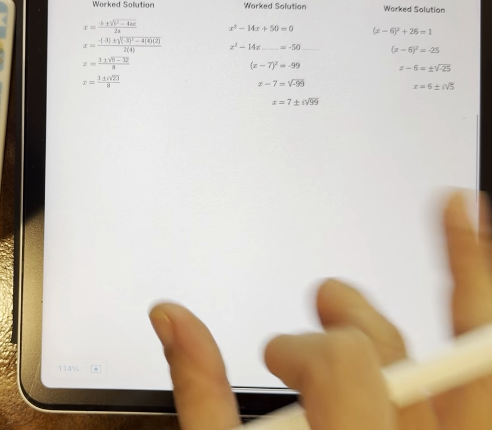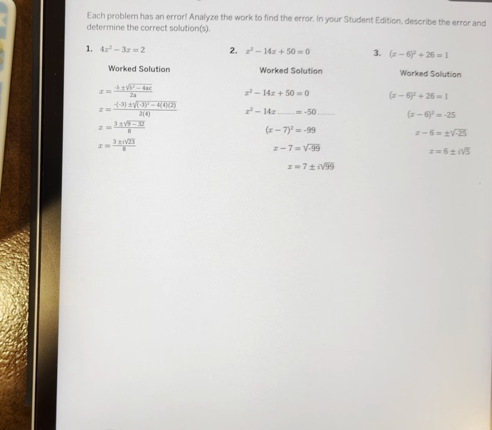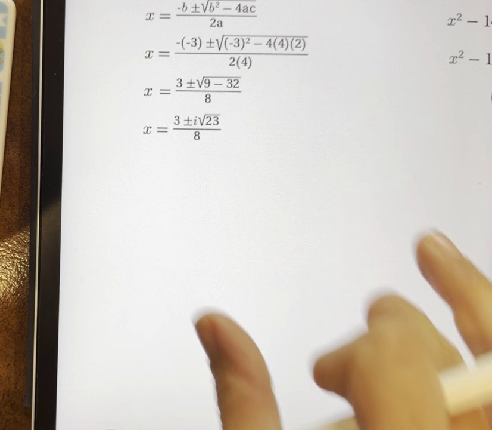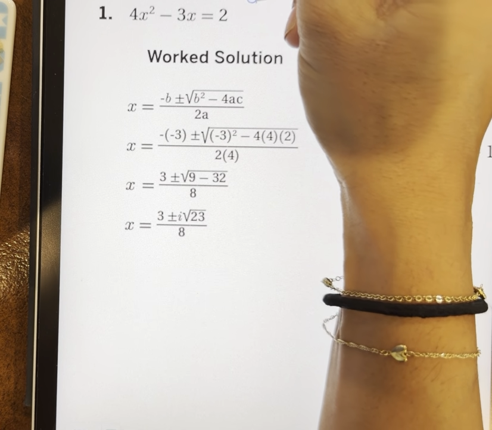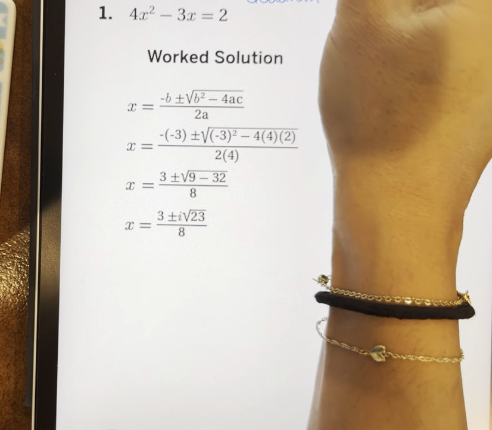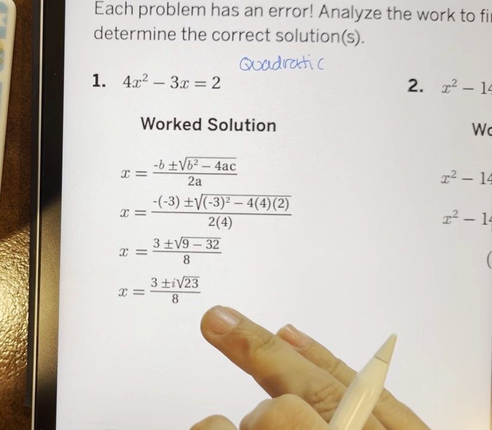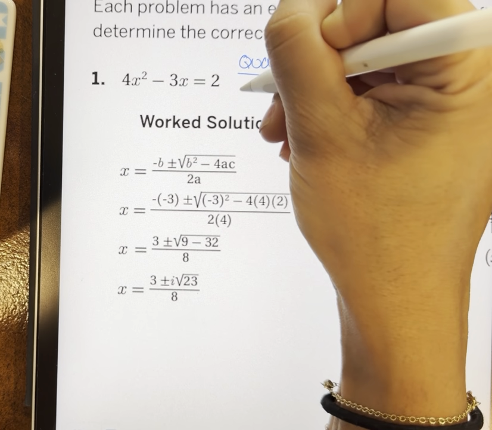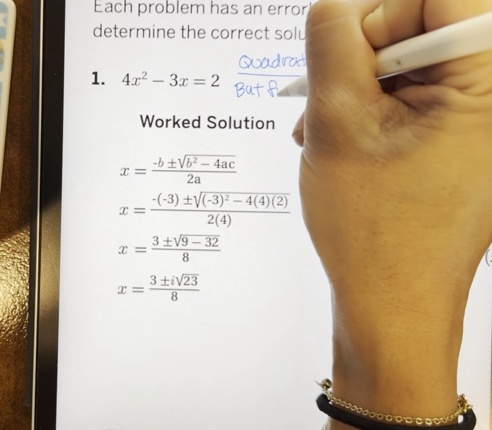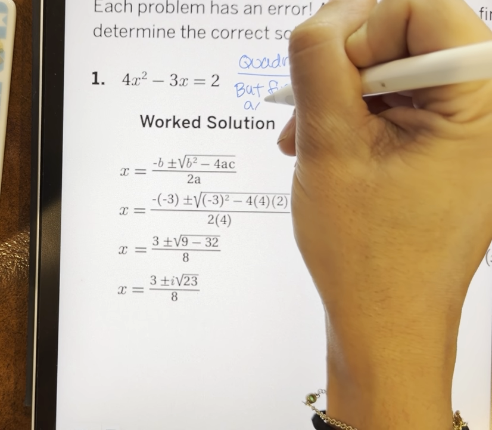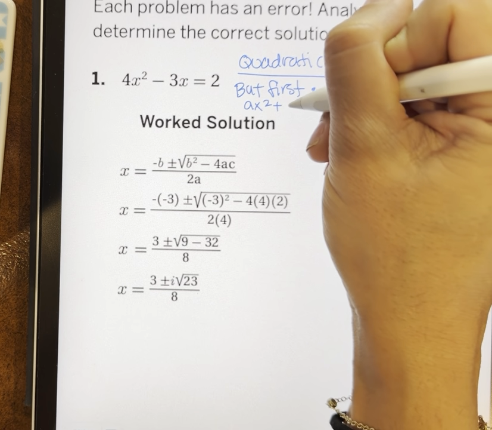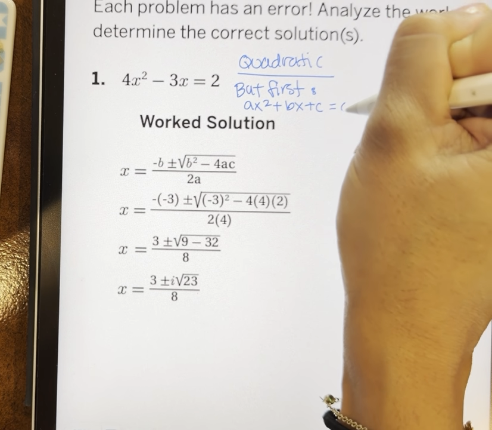Let's look at task D. How did these guys screw up? All right, number 1. They wanted to use the quadratic formula. Remember, the quadratic formula says, but first, ax squared plus bx plus c must equal 0.